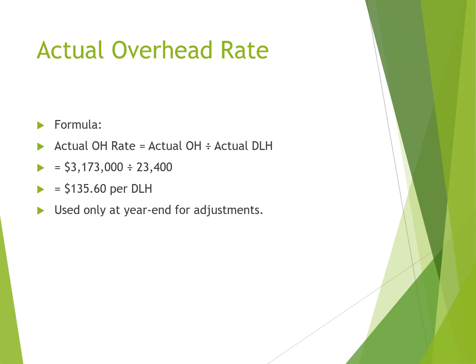Now let's compare this to the actual overhead rate. Actual overhead divided by actual labor hours. $3,173,000 divided by 23,400 hours, which is $135 per labor hour. Notice something important. The actual rate and the planned rate are almost the same, only about 70 cents difference. That means Glow Toy's budgeting is pretty accurate.